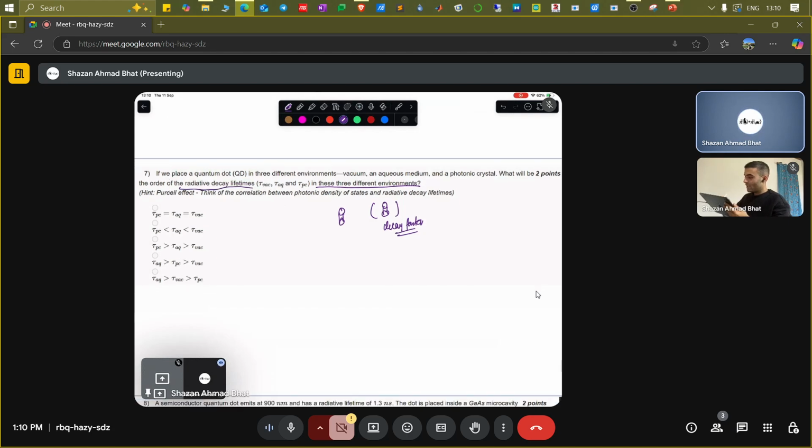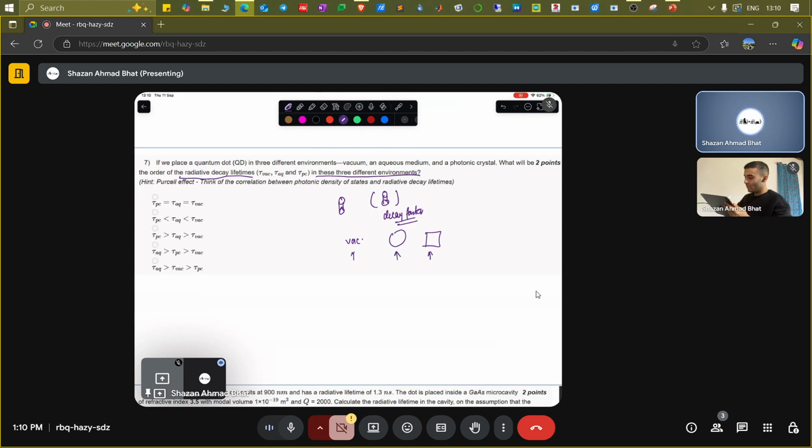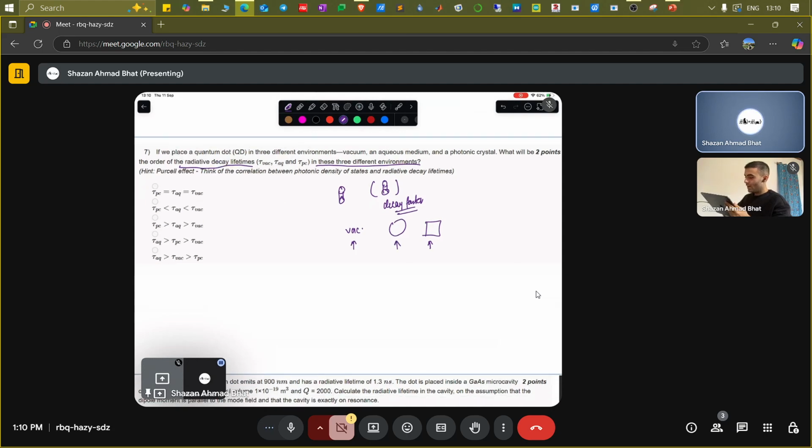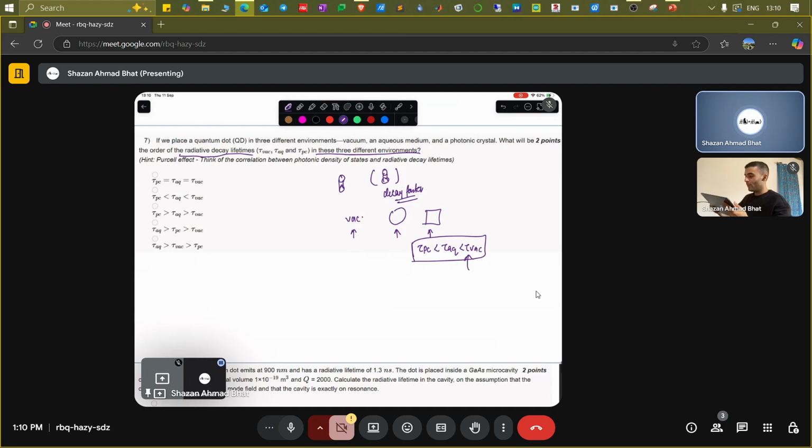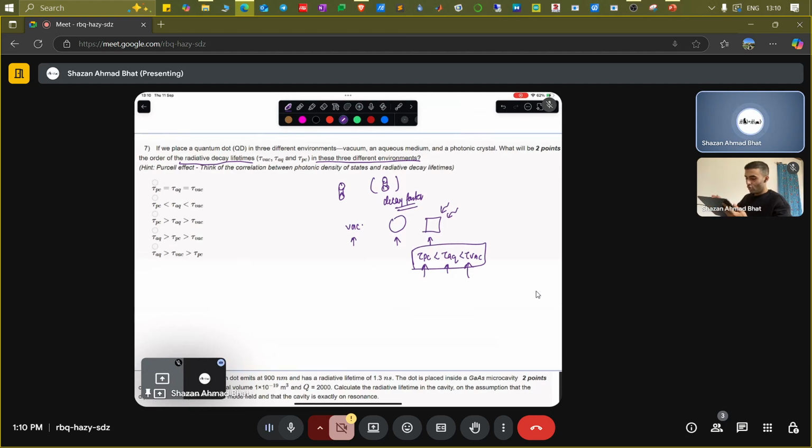So that means if you have, let's say, a photonic crystal, an aqueous medium, and a vacuum, in the photonic crystal the decay will be faster compared to the others. So that means the radiative decay tau photonic crystal will be smaller than tau aqueous, which will be smaller than tau vacuum. That means tau vacuum, the radiative decay will be huge. It will take a longer time for the species to decay compared to in aqueous, compared to in photonic crystal. Photonic crystal is almost like a system or a cavity. So this is the answer of this question.